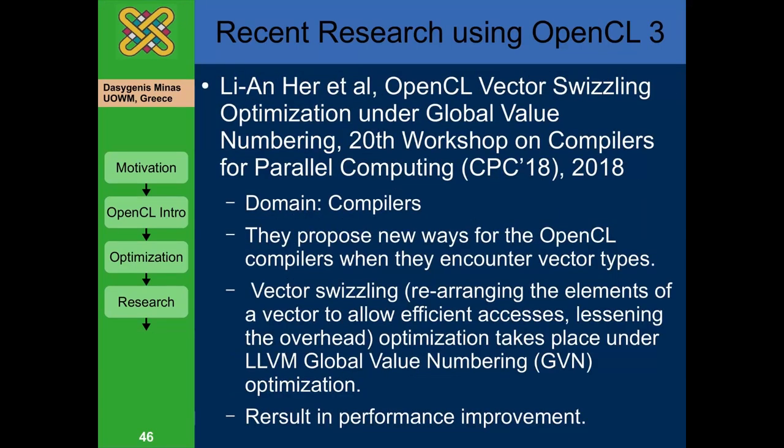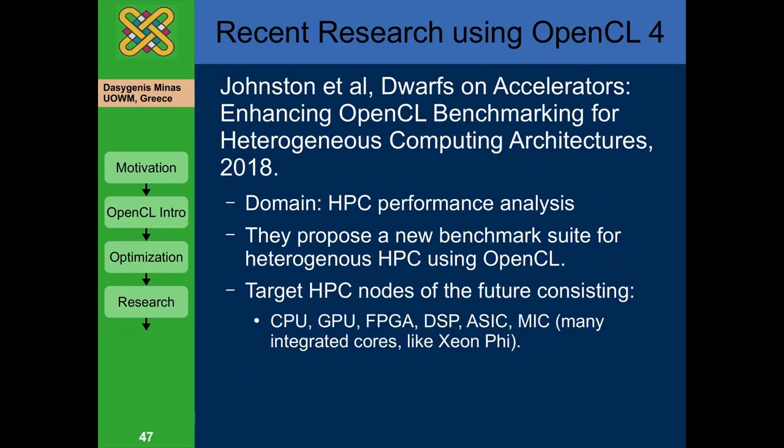Another research is on compilers. In this research, they propose how to make a better OpenCL compiler using various features of modern compilers like vector swizzling and so on. This is, of course, something interesting for the compiler people.